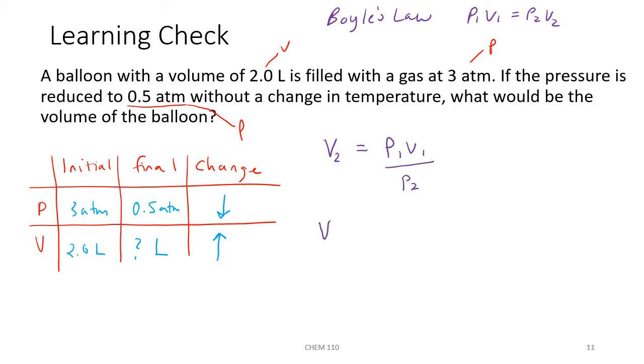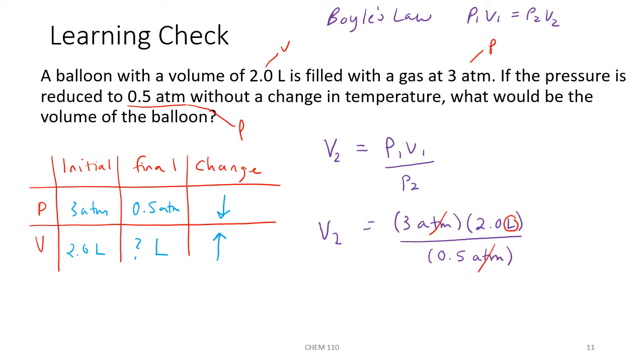And then next we're going to plug in from our chart. P1 is equal to 3 atmospheres. V1 is equal to 2 liters. P2 is equal to 0.5 atmospheres. And you can see why the units don't particularly matter as long as they're the same. Units of atmospheres will cancel, and we'll be left with units for a volume, which is what we're solving for, and they'll be in liters.